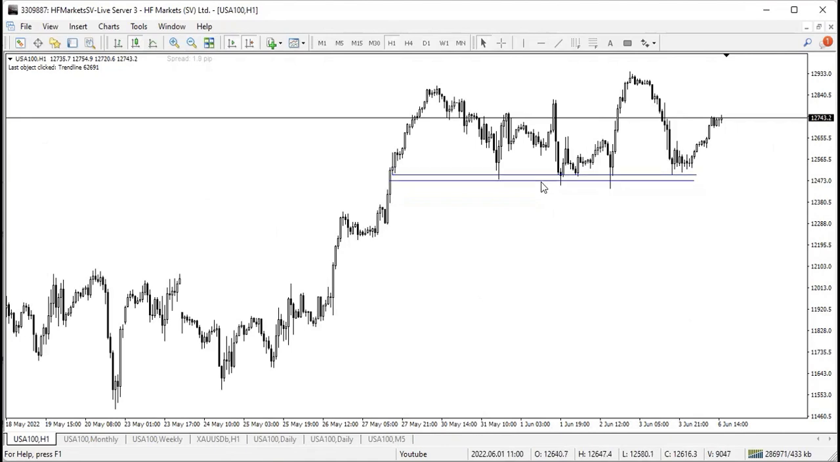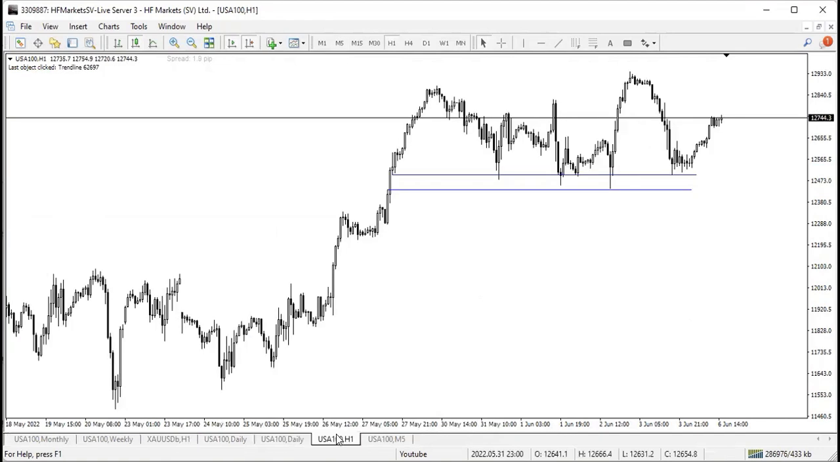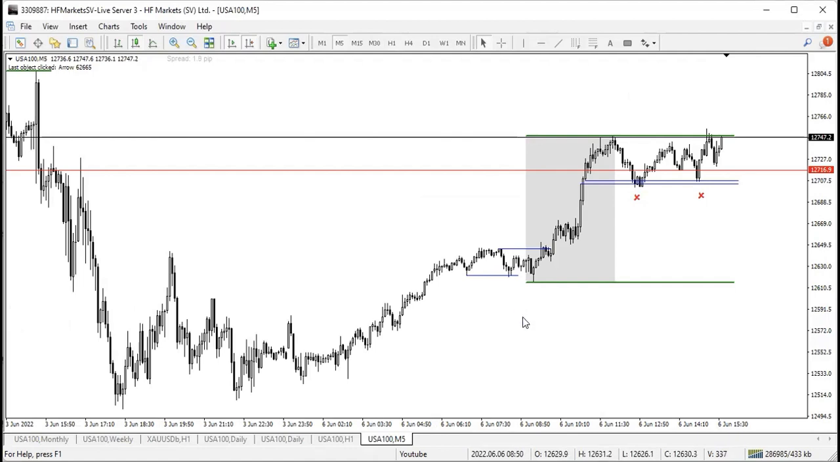That fractal right there. This right here looks a lot like this. Let's put them close together so we can alternate. Yep, that's what it is. So see, H1, small sweep, expansion, not many stop hunts in here. Price has been held above a fair value gap. Small sweep, expansion, price has been held above a fair value gap.